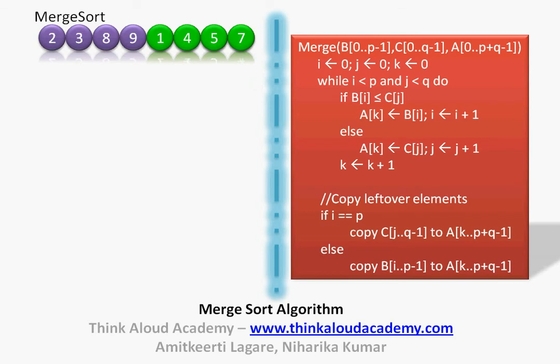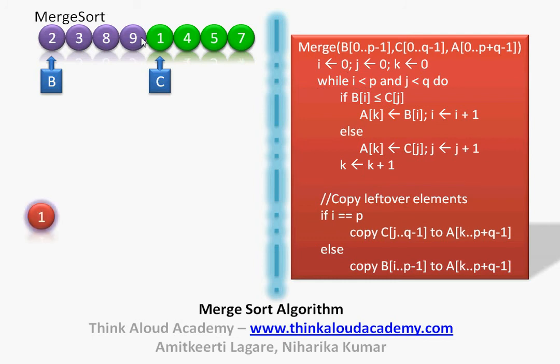So when we reach this point, we have a sublist 2, 3, 8, and 9. We have another sublist 1, 4, 5, and 7. Now we actually have to go and merge. So again, the merge algorithm will kick in, and it checks 2 and 1.